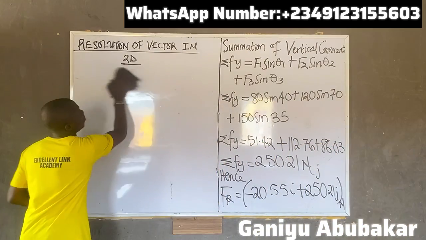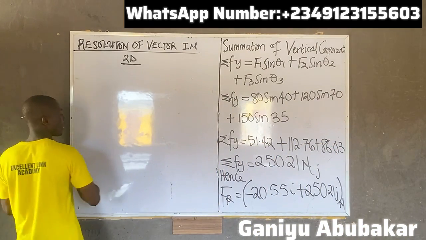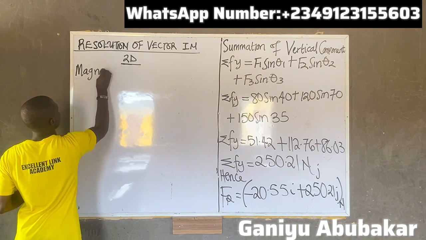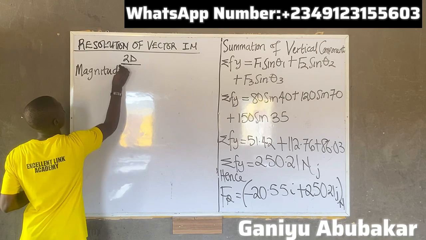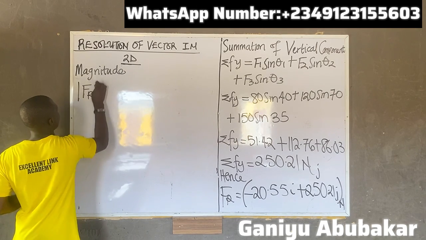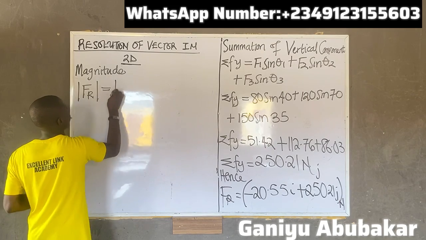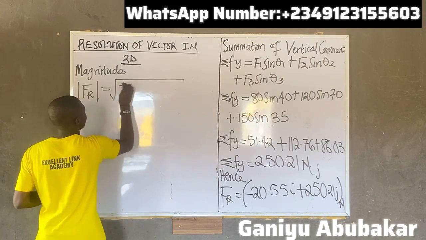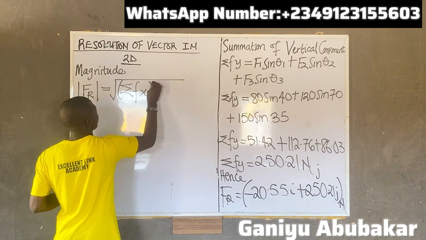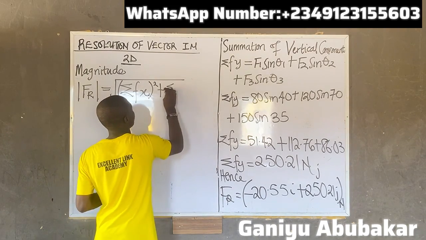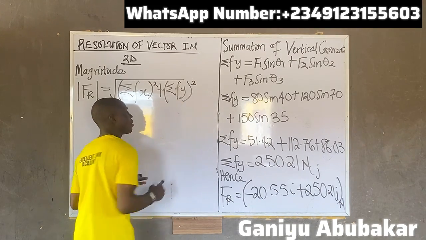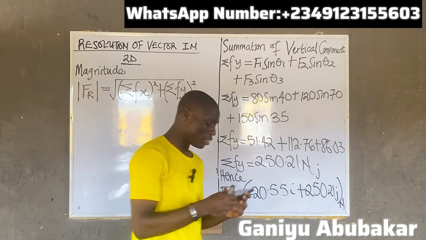So take it. All right. Magnitude of the resultant force. Magnitude is about the FR magnitude equal to what? Square root of summation f of x all squared plus summation f of y all squared. I have given you all these formulas, right?